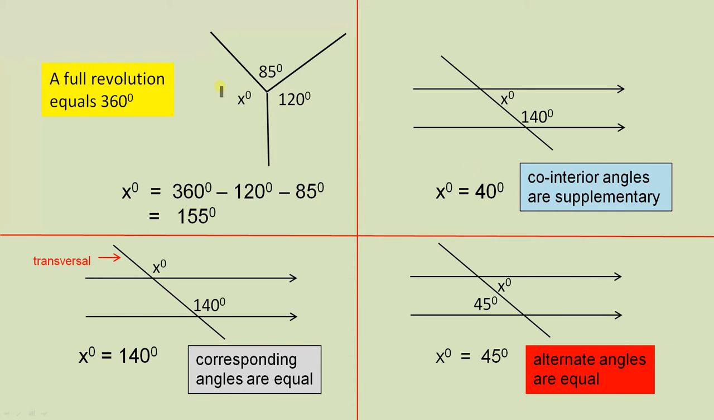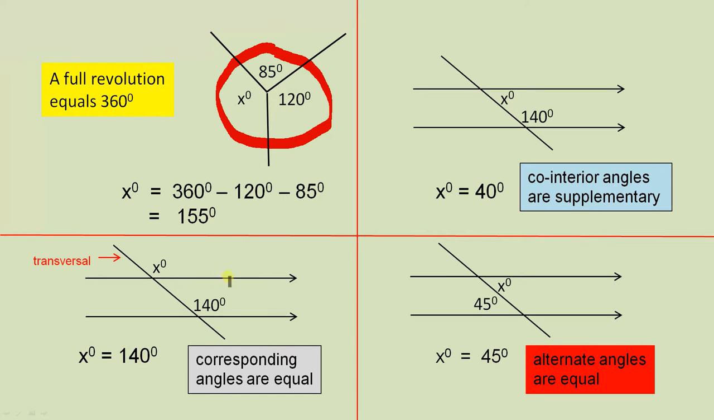Here we're talking about the full revolution, which equals 360 degrees. That's like a circle, 360 degrees. So when you add those three angles together, we have 360 degrees. So that means the value of x must be 360 minus 120 minus 85, and that's 155 degrees.